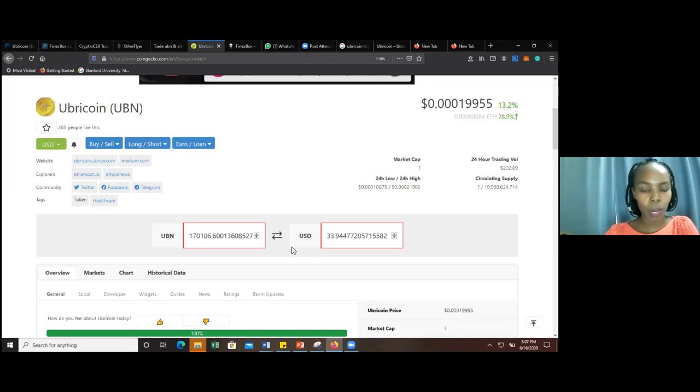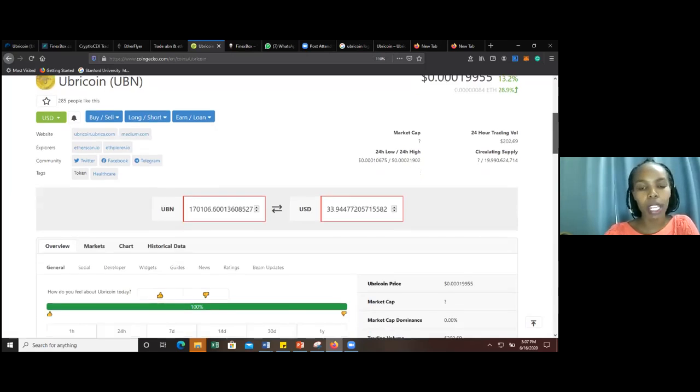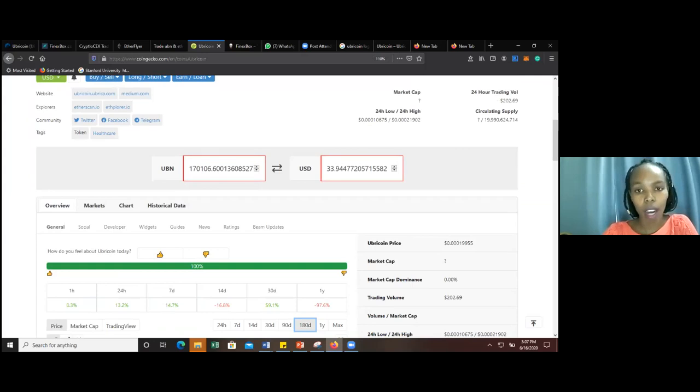So below here, you can see that we have a part where you can calculate how many UBNs you get with the money that you have. If you have some US dollars, you can key in how much you have in this search bar here, and then you say, if today you wanted to spend $50 to buy yourself some Ubricoins, you can see on average how many UBNs you're going to get from the market.